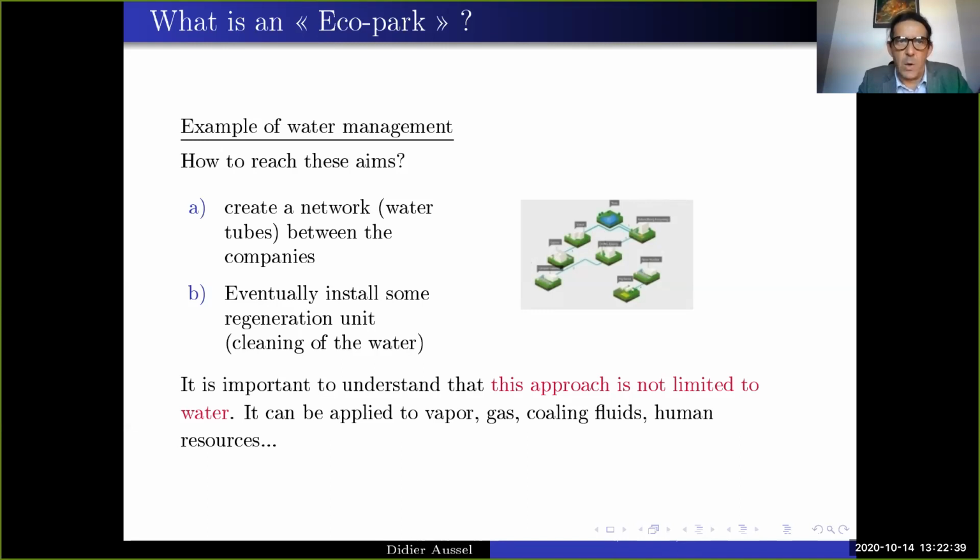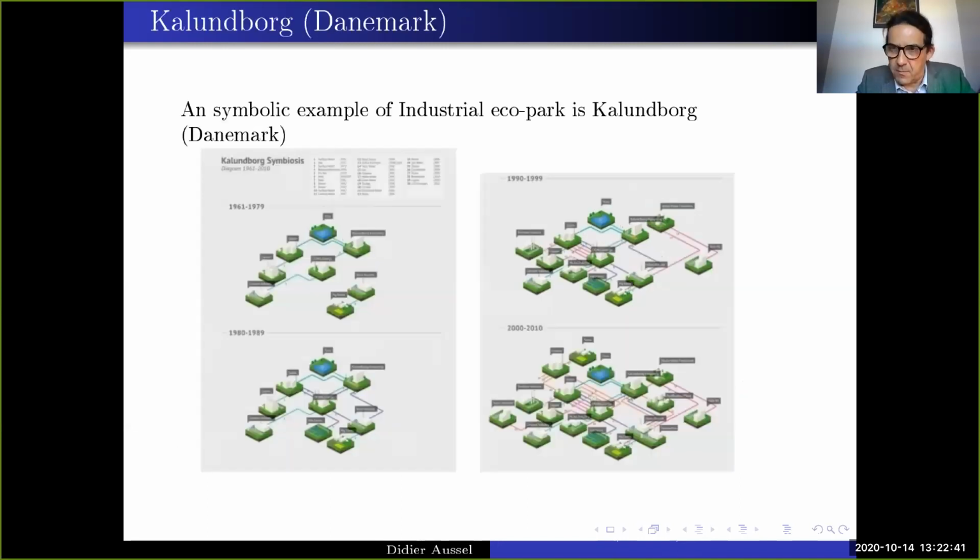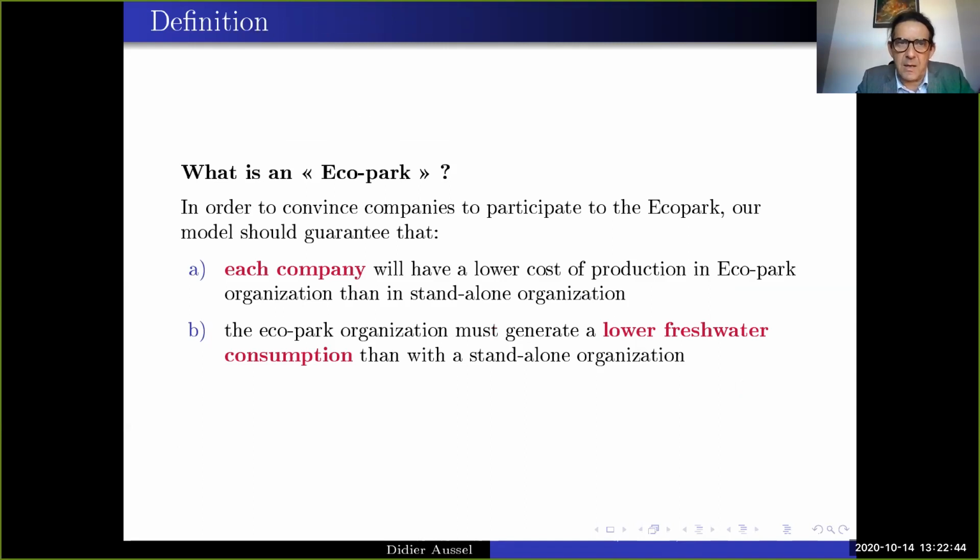Okay, so this is not a new concept. This concept has been investigated in the 60s, 70s, and there are a lot of publications. If you Google industrial eco park, you will find a lot of publications.